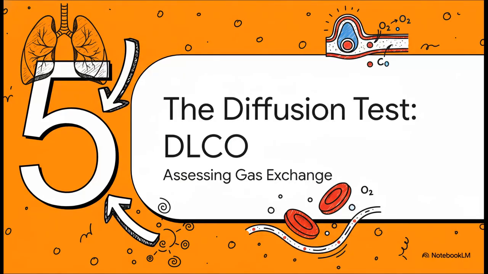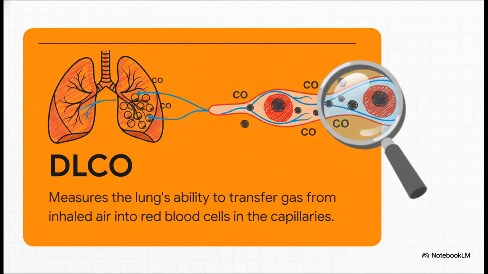Okay, so we can tell obstructive from restrictive, but to refine our diagnosis even further, we need to look beyond the simple mechanics, the so-called bellows function of the lungs. We need a test that measures the whole point of breathing, how efficiently gas gets transferred into the blood. And that brings us to the DLCO test. It stands for the diffusing capacity of the lung for carbon monoxide.